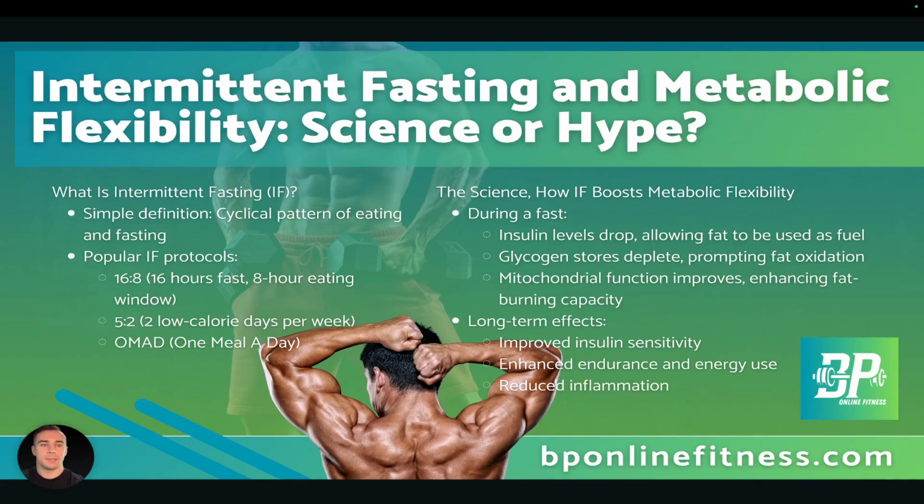Glycogen stores deplete, promoting fat oxidation. Mitochondrial function improves, enhancing fat burning capacity. And then the long-term effects are improved insulin sensitivity, enhanced endurance and energy use, as well as reduced inflammation.